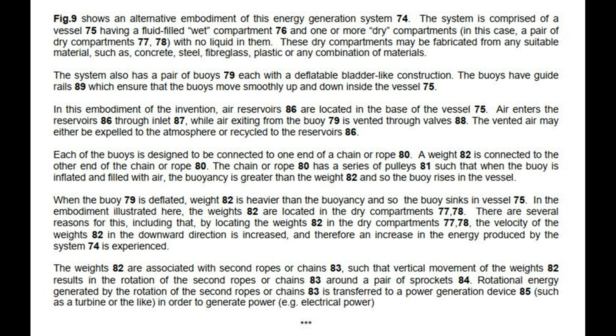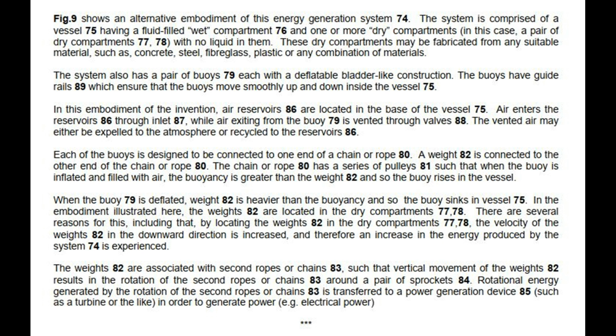When the buoy 79 is deflated, weight 82 is heavier than the buoyancy and so the buoy sinks in vessel 75. In the embodiment illustrated here, the weights 82 are located in the dry compartments 77, 78. There are several reasons for this, including that, by locating the weights 82 in the dry compartments 77, 78, the velocity of the weights 82 in the downward direction is increased, and therefore an increase in the energy produced by the system 74 is experienced.